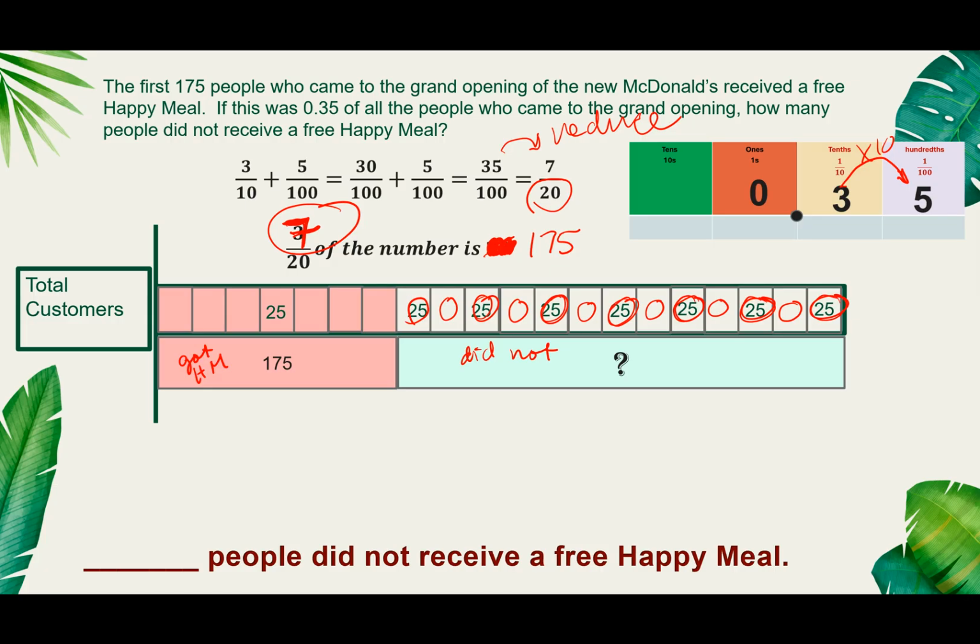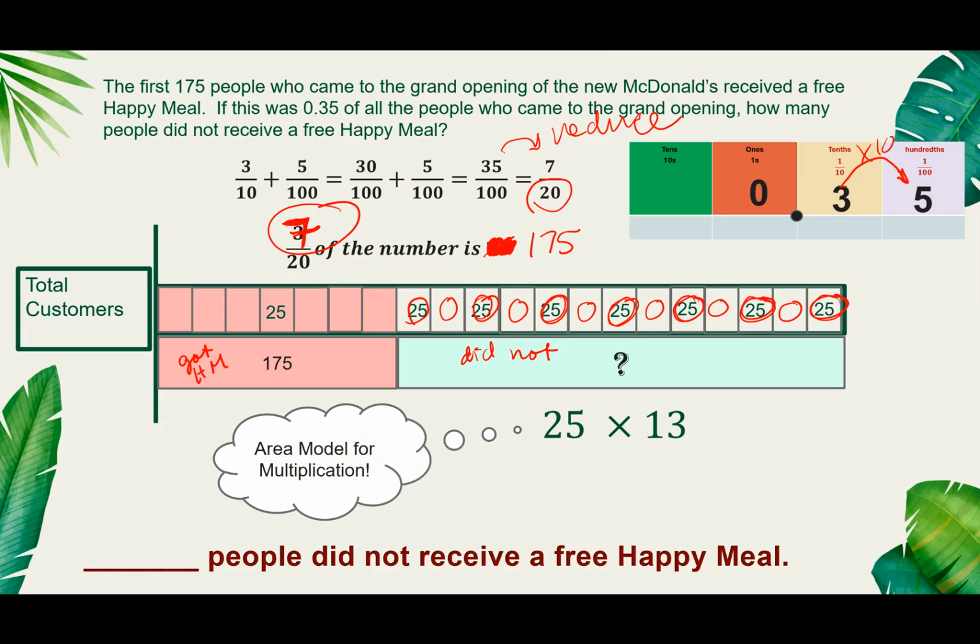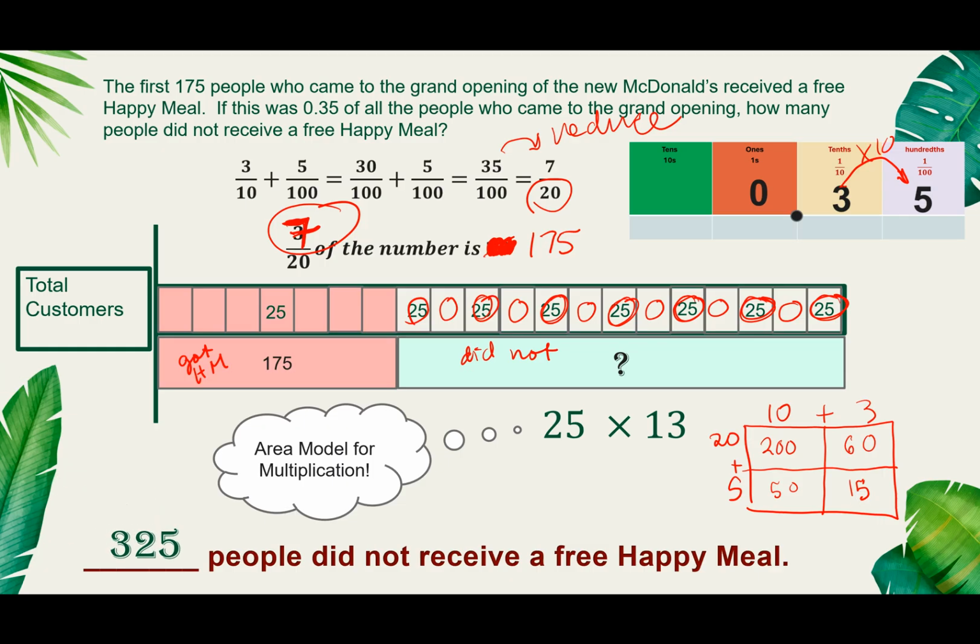So that would be 25 multiplied by 13. Again, this is a perfect time to review the area model for multiplication. That is 20 plus 5 multiplied by 10 plus 3. And we have 4 subrectangles. 20 times 10 is 200. 10 times 5 is 50. 20 times 3 is 60. And 5 times 3 is 15. If we add it all up, we would say that there are 325 people who did not receive Happy Meals. Okay, so that is model drawing with decimals.